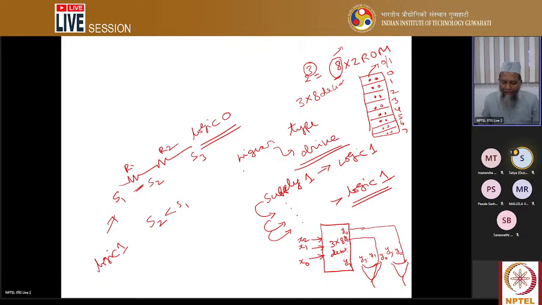Suppose I want to write to any location. There are 8 locations, so 3 bits are needed. 100 means this is the 4th location. Whenever I give x2 as MSB and x0 as LSB, 100, I have to write here 1 and 0. For 100, only y4 will be 1. Output y4 will be 1, and the remaining will all be zeros.